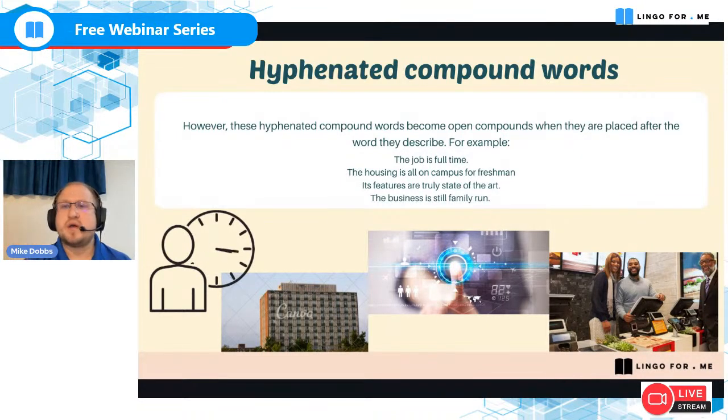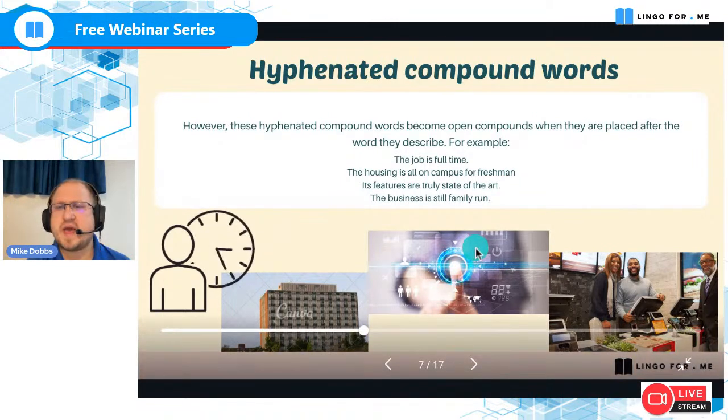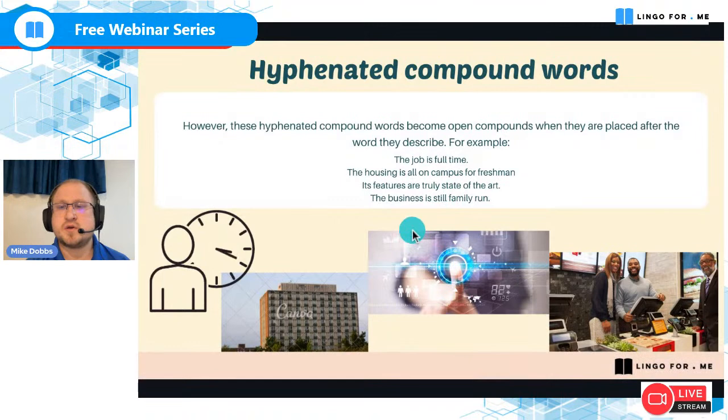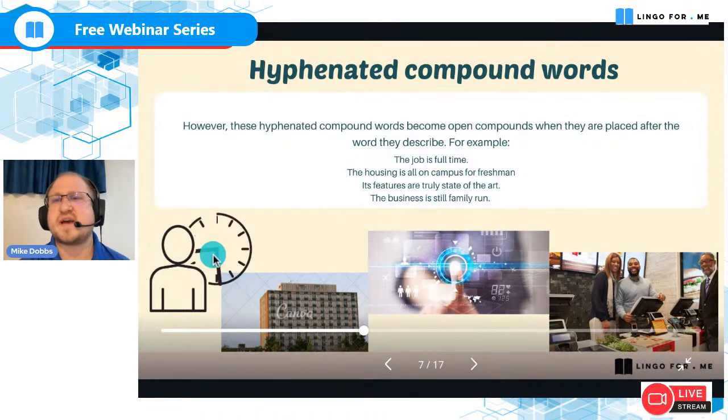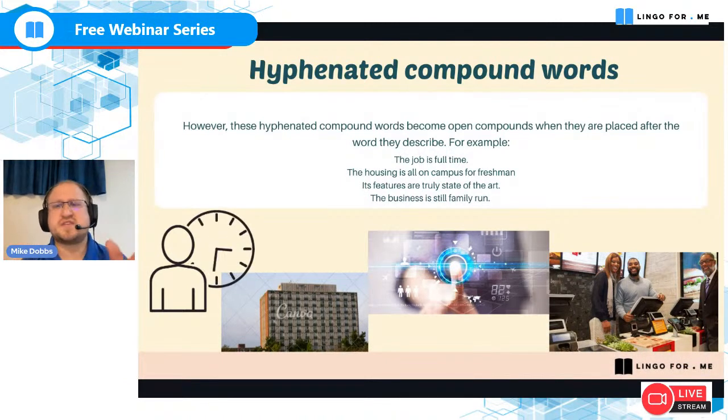And now when we switch it, it becomes the housing is all on campus. And then we have its features are truly state of the art. In the last page we were talking about state-of-the-art technology. Technology is the noun, state-of-the-art the adjective. The features are truly state of the art. So maybe we're inside a building and someone gives you a tour and shows you the different technology. They would say, here in our facilities, or in our building or our company, we have state-of-the-art technology. And then if you're walking around, you might say, wow, these features are truly state of the art. So the way this machine or technology functions is very advanced, very modern.